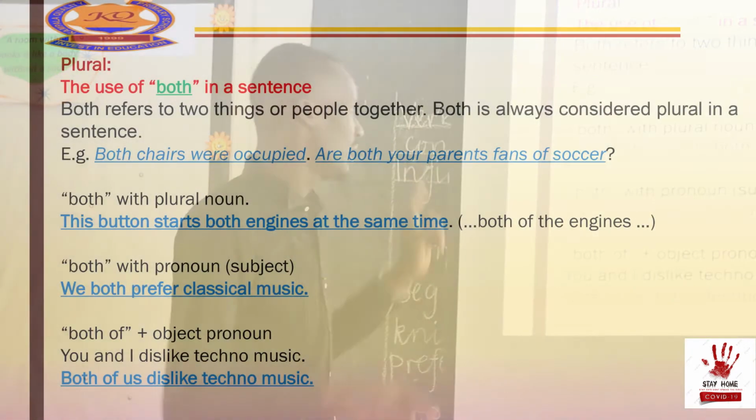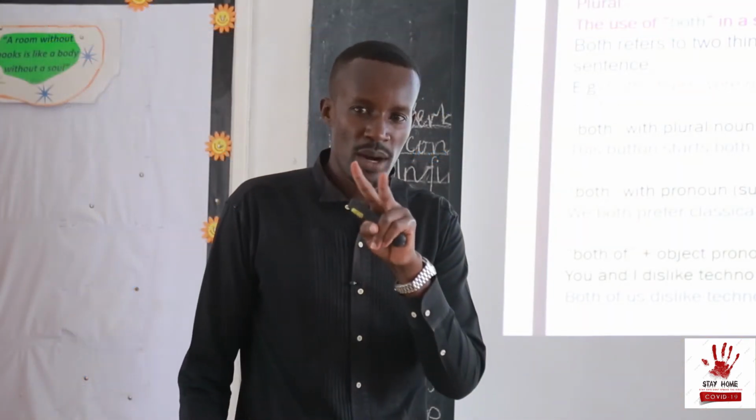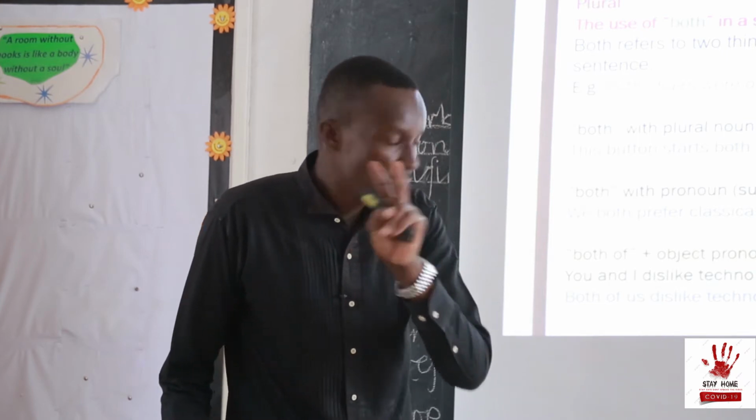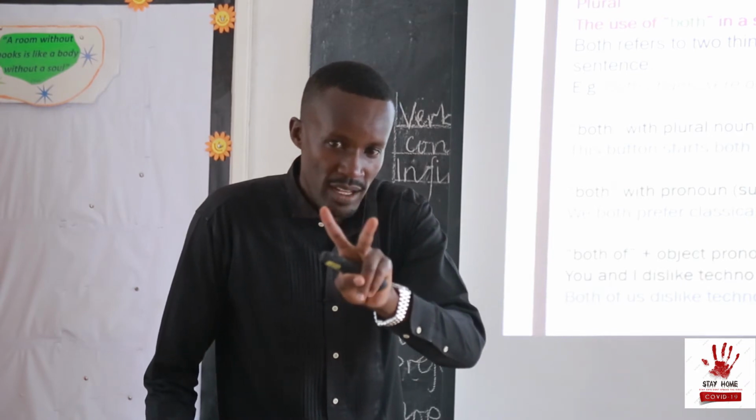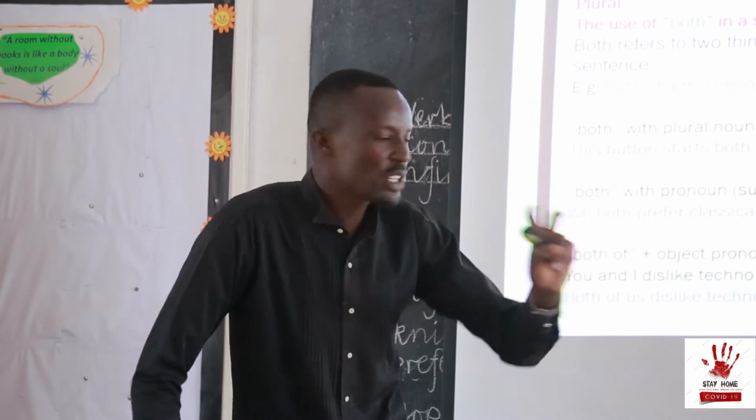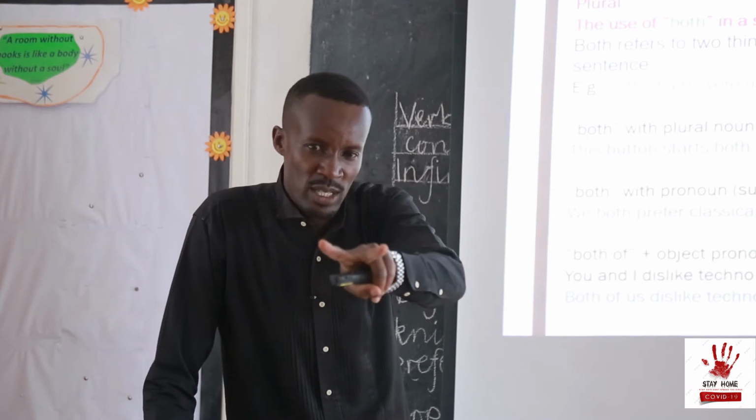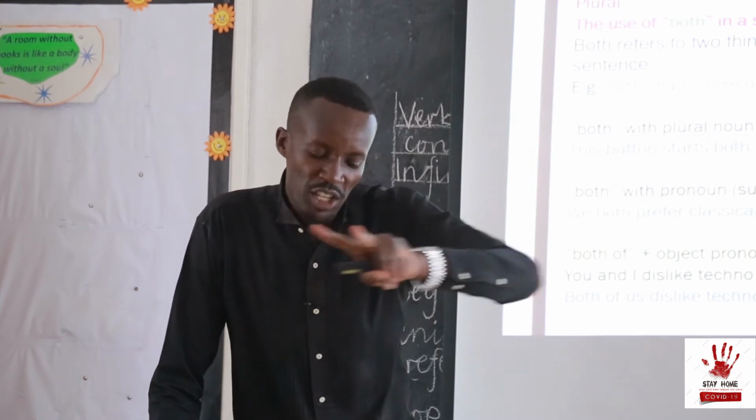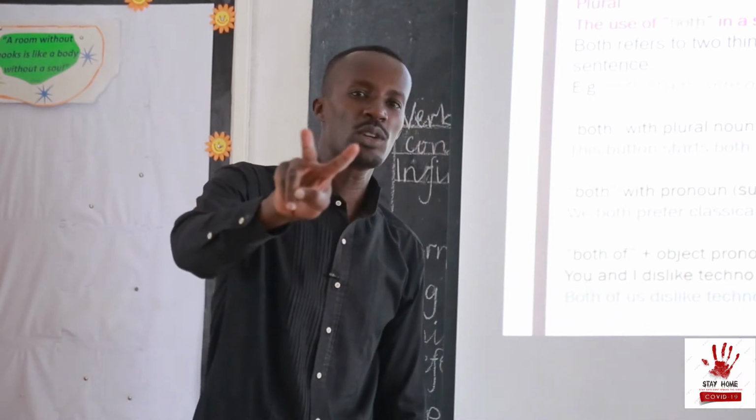Remember, indefinite. Let us look at it. Both chairs were occupied. We are talking about two chairs. Both refers to a pair. Okay? A pair. But I do not mean necessarily those things must be two, because we can have teams. Teams which are two, each team has many players, more than two, but we shall be talking about two teams.